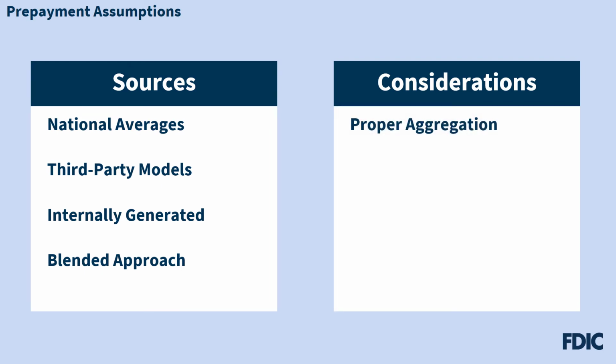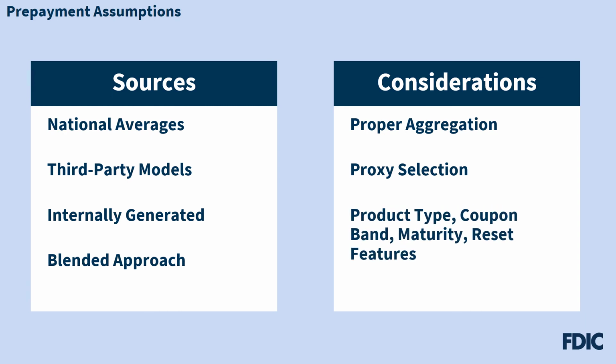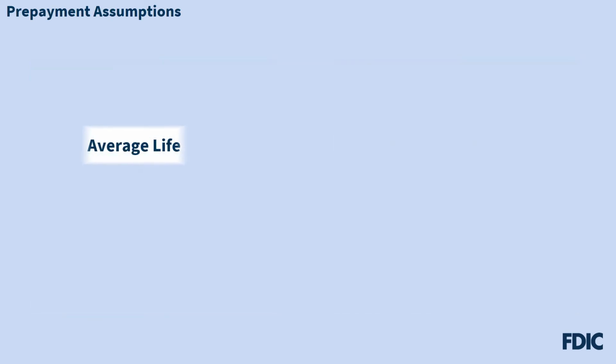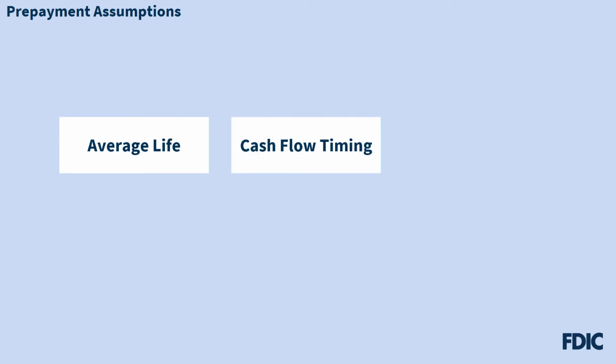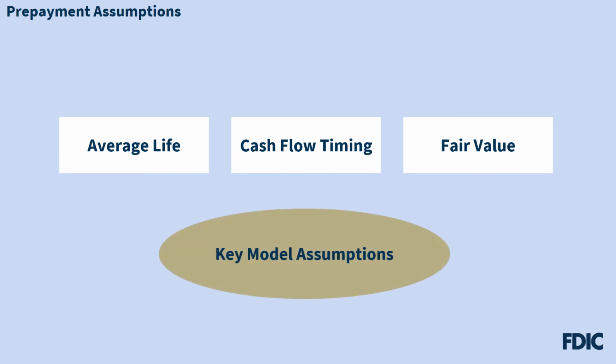When using market proxies, selecting the appropriate proxy is key. When aggregating loans and selecting market proxies for prepayment estimates, banks consider product type, coupon band, maturity, and if applicable, reset dates, indices, and margins. Effective management teams periodically review the market proxies to ensure those selected reflect the bank's portfolio characteristics. Loan prepayment assumptions can greatly impact the asset or liability's average life, cash flow timing, and fair value. These assumptions are key to income simulation and EVE modeling.